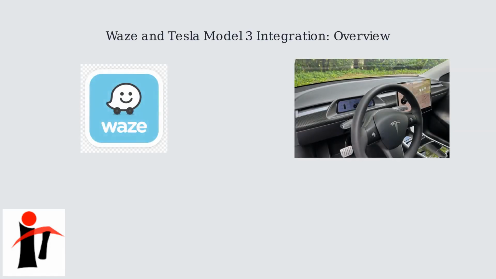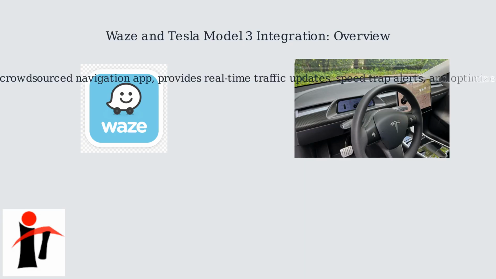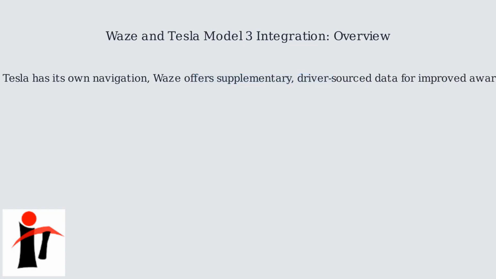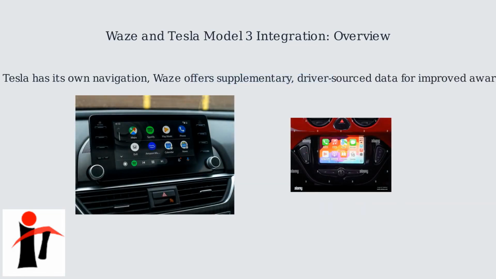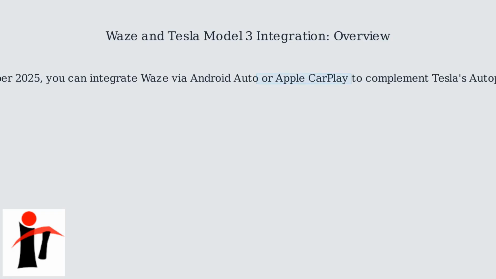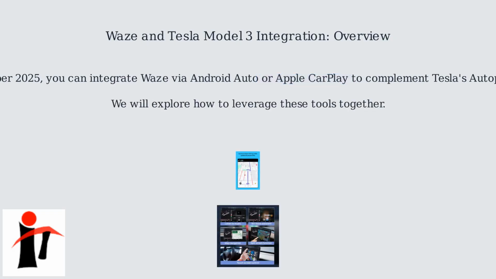Welcome. This guide explains how to use Waze in your Tesla Model 3 to enhance your driving experience. Waze, a crowdsourced navigation app, provides real-time traffic updates, speed trap alerts, and optimized routes. While Tesla has its own navigation, Waze offers supplementary driver-sourced data for improved awareness. As of December 2025, you can integrate Waze via Android Auto or Apple CarPlay to complement Tesla's autopilot features. We will explore how to leverage these tools together.